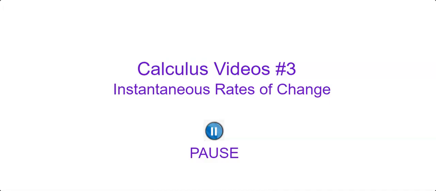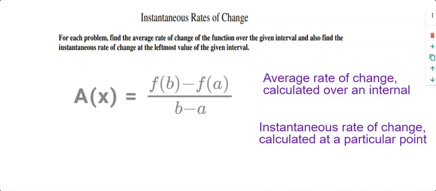In this video, we are going to talk about instantaneous rates of change. In these problems that are coming up, we're going to find the average rate of change of the function over a given interval, and then we're also going to find the instantaneous rate of change at the leftmost value of the given interval.